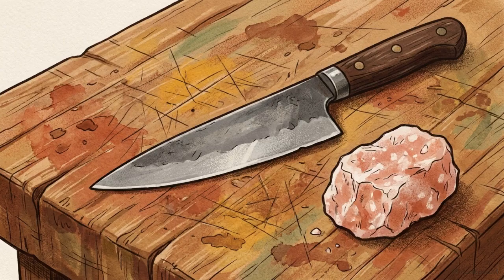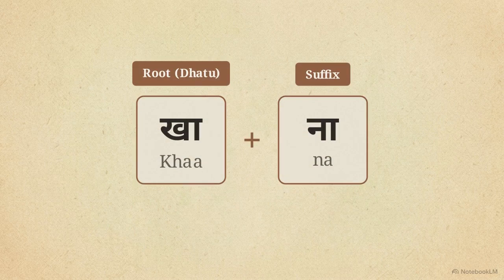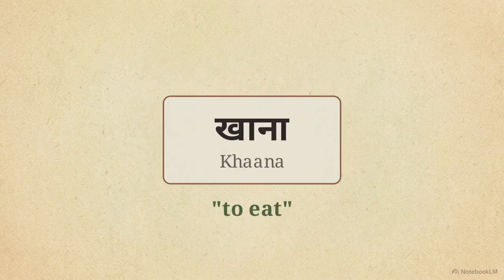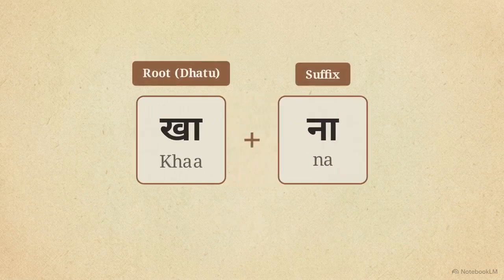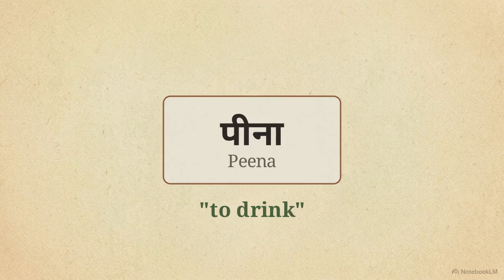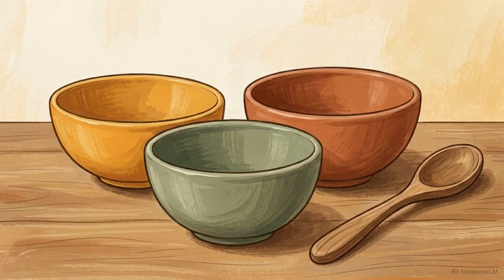Now let's prep the verbs. Every action word starts as a simple root called dhatu. For example, the root for eating is ka, and the root for drinking is pi. To turn a root into its standard form, we attach a specific suffix. Adding na to the root ka gives us kana, to eat. The same logic applies. Take the root pi, add na, and it becomes pina, to drink. Focusing on these simple roots allows you to expand your vocabulary quickly. Once you know the root, you can adapt the verb to fit different types of sentences.